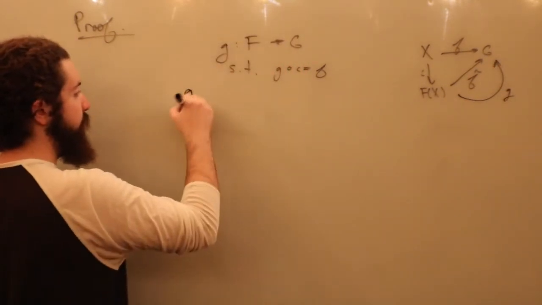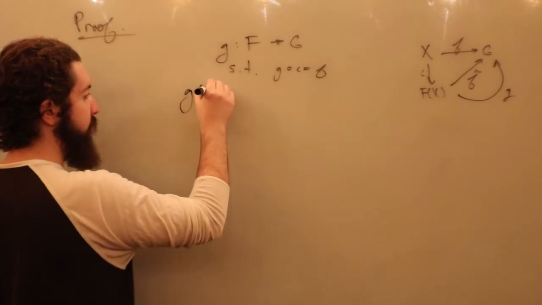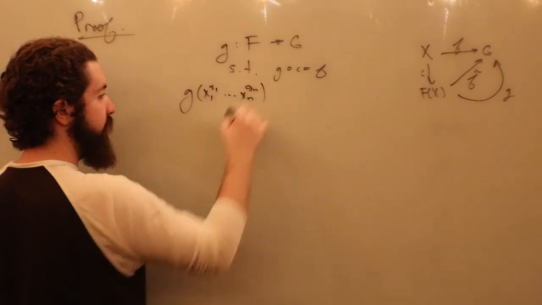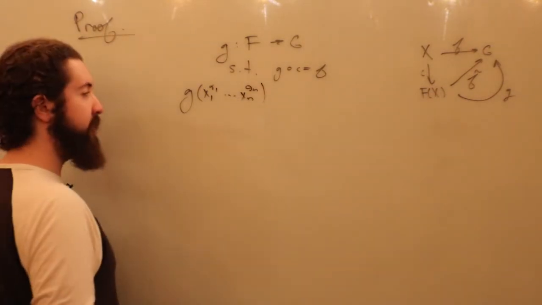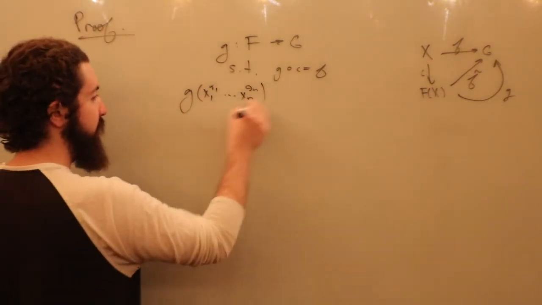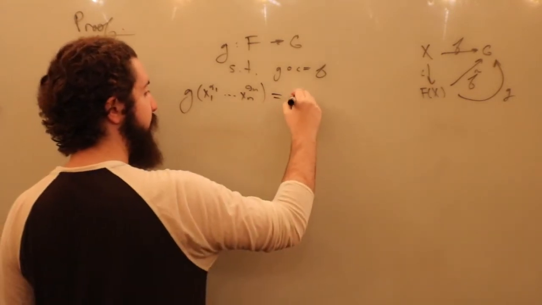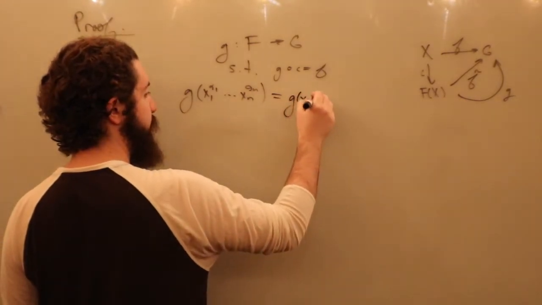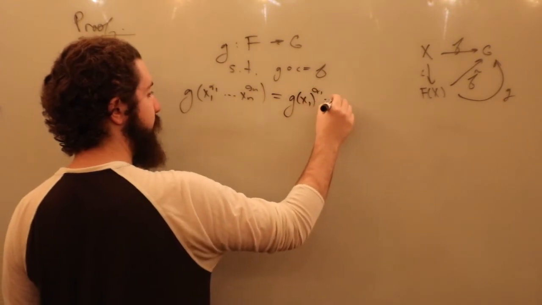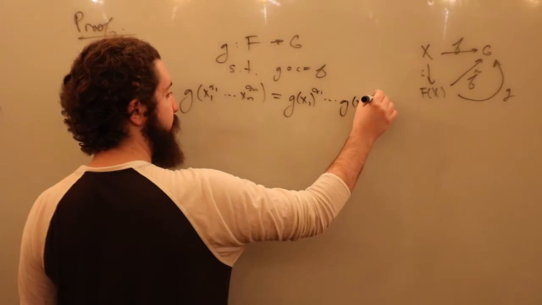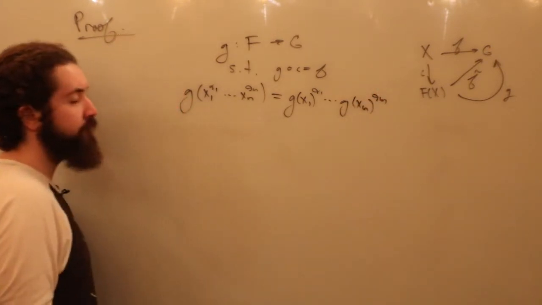Well, suppose we plug in any general word from F into G. So it looks like this. Because G is a homomorphism, recall, general property of homomorphisms is that they preserve multiplication. So we must have that this is equal to G of x1 to the alpha 1, all the way up to G of xm to the alpha m, right?